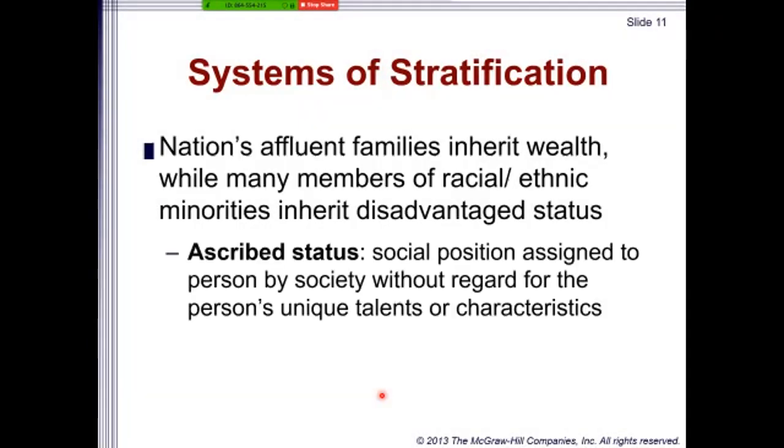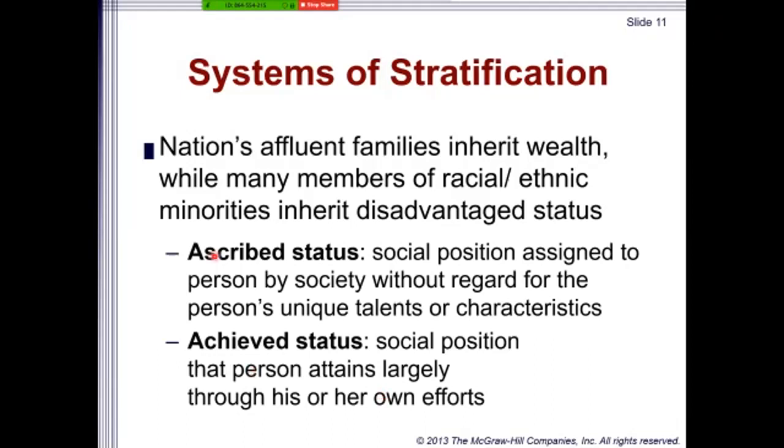Here are two terms that I want you to understand. It's very, very important: ascribed status and achieved status. Ascribed status is a social position that is assigned to a person by society without regard for the person's unique characteristics. It is the status that you are born into. Achieved status is a matter of meritocracy, M-E-R-I-T, you know how to spell the rest. It's about a social position that a person attains largely through his or her own efforts.